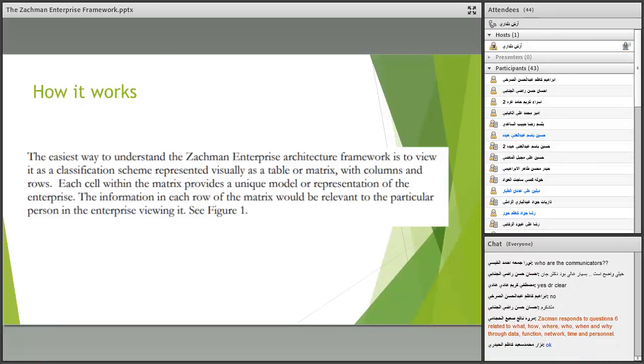The important thing that you should know is that you represent the Zachman framework as a table. So it is represented visually and it is represented as a table or matrix.